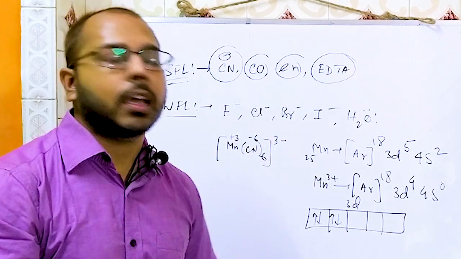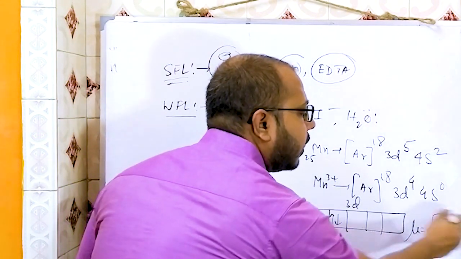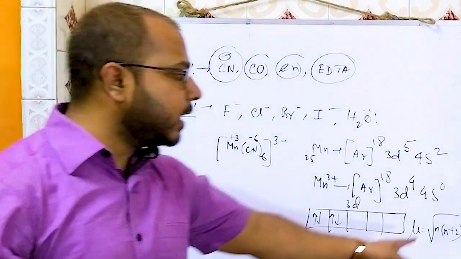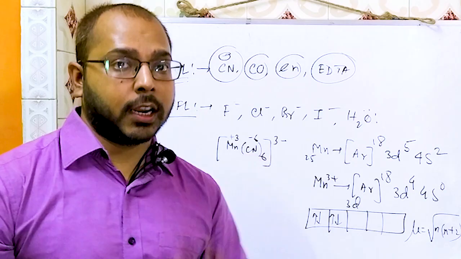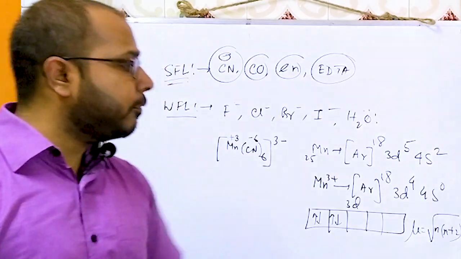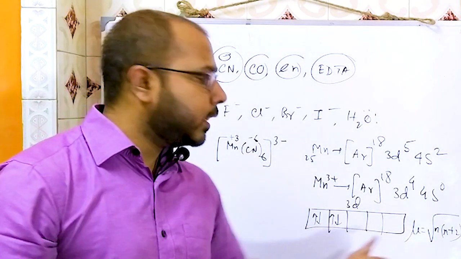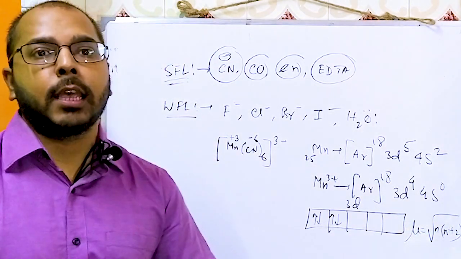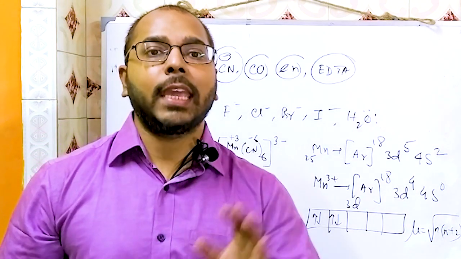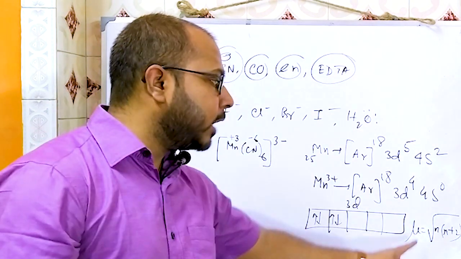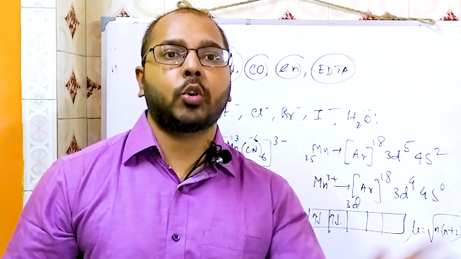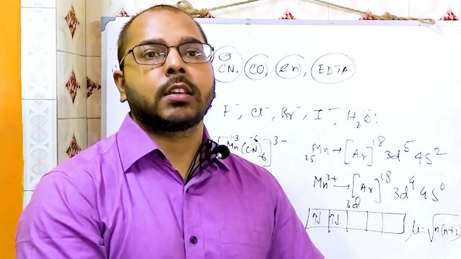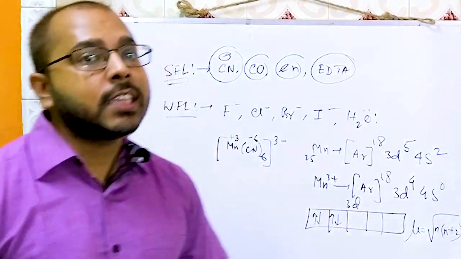Magnetic moment का formula क्या था? Root over n into n plus 2 Bohr magneton, where n is the number of unpaired electrons. So from VBT, we can have that there are no unpaired electrons, but actually it has magnetic moment root 8. That means n should be 2. Okay, so we can explain all these things on the basis of CFT.